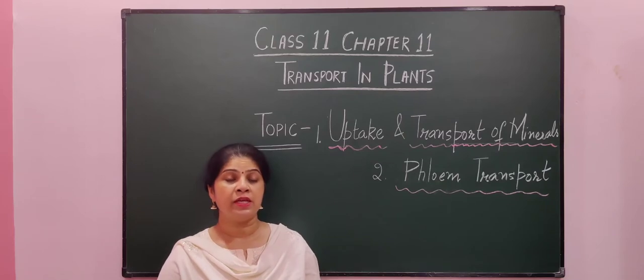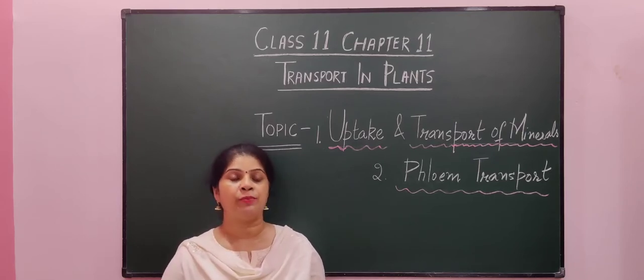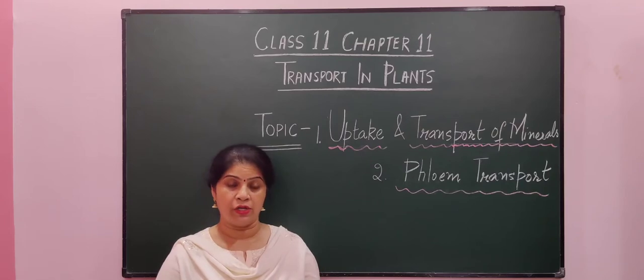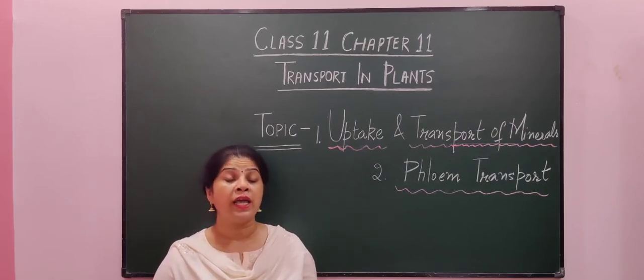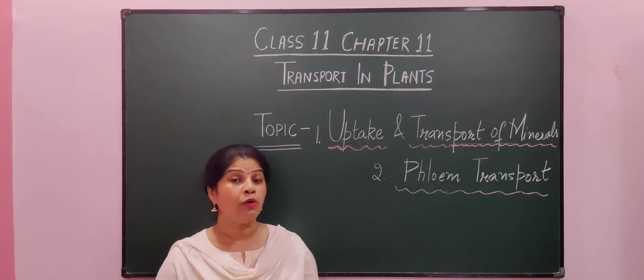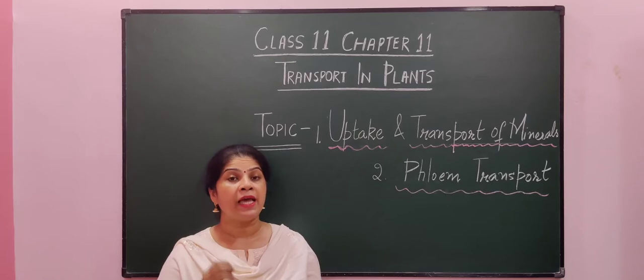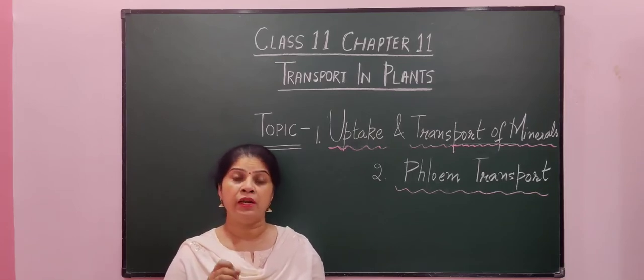Second reason is this, that the mineral ions which are present in the soil solution are in lower concentration as compared to the mineral ions which are present within the plants. So these are the reasons that mostly the mineral ions are not absorbed passively. So how are they absorbed? They are absorbed actively. It means energy is involved in the process of absorption of mineral ions.